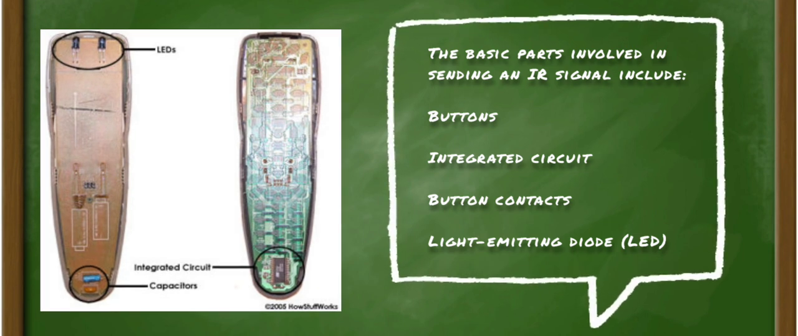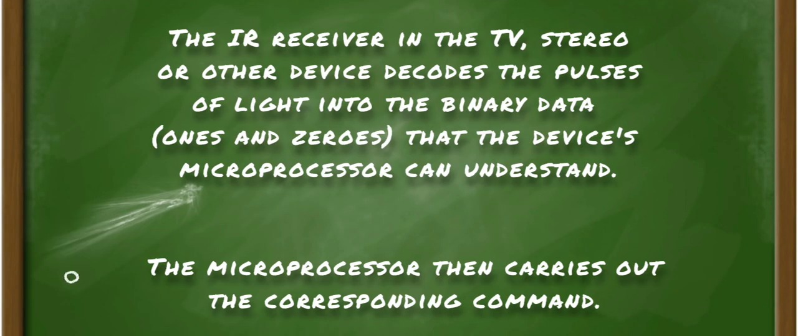Next, the basic parts involved in sending an IR signal include buttons, an integrated circuit, button contacts, and a light emitting diode, which is an LED. The IR receiver in the TV, stereo or other device decodes the pulses of light into binary data, ones and zeros, that the device's microprocessor can understand. The microprocessor then carries out the corresponding command.